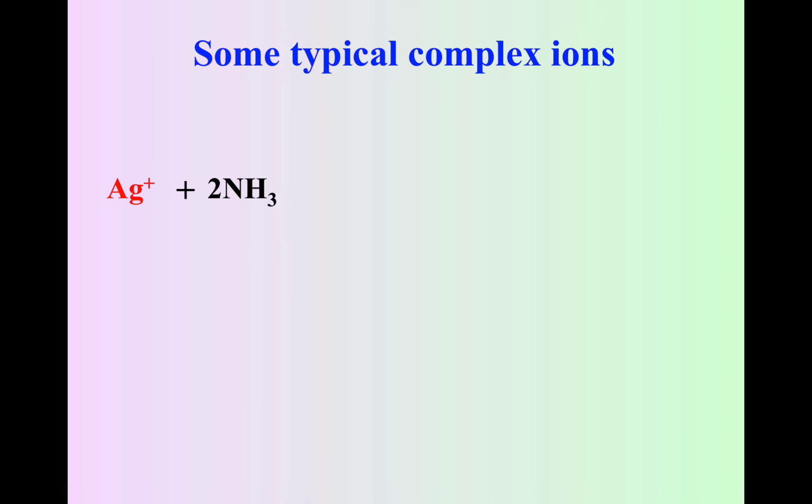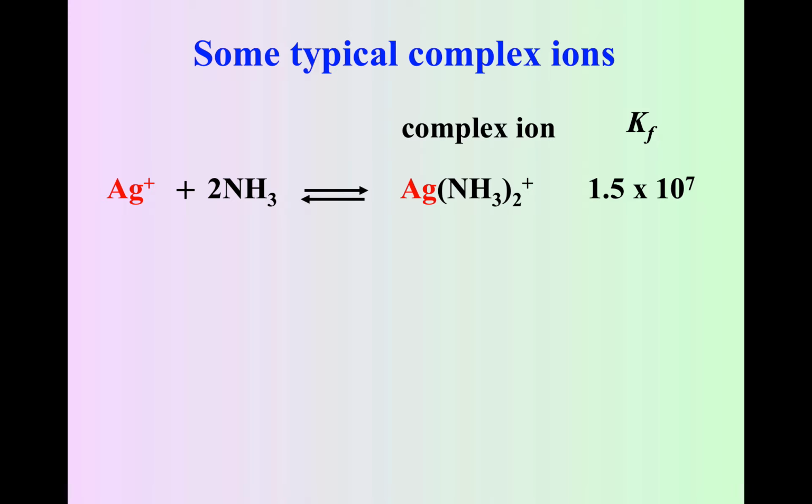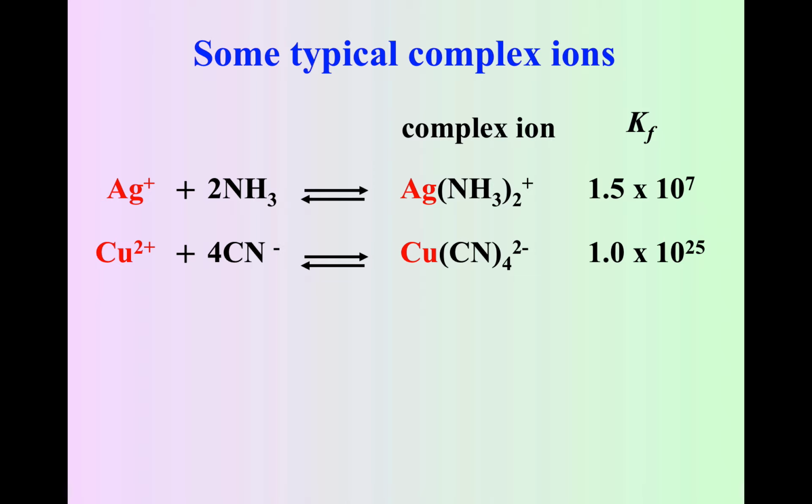So if I have a plus 1 charge, typically you end up with 2 ligands attaching to that plus 1 charge. So with the silver ammonia complex, you get 2 ammonias attaching to the silver ion, and you have a large Kf value. If you've got a plus 2 charge, typically you end up with 4 Lewis bases attaching to the cation with the plus 2 charge.